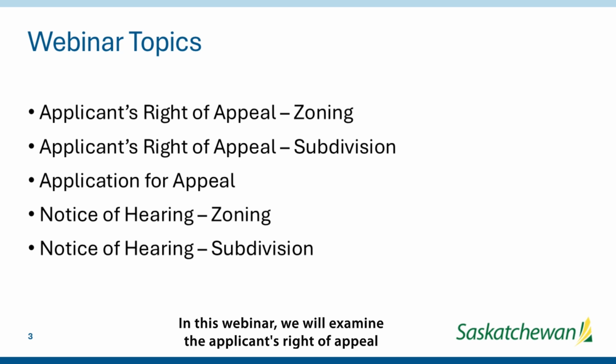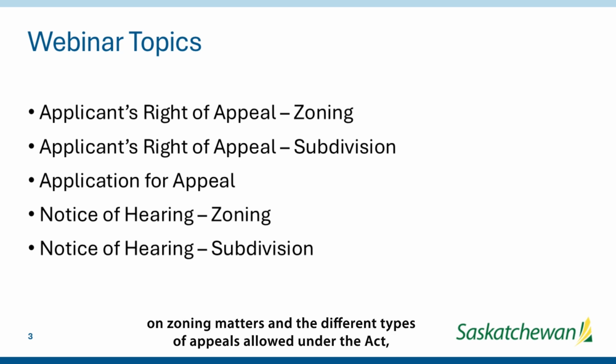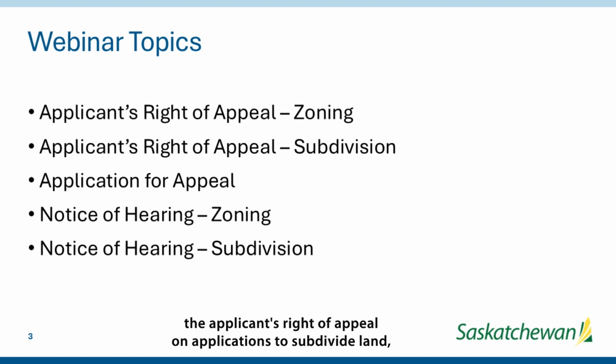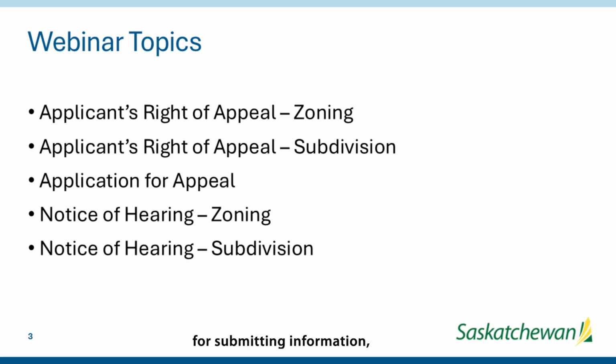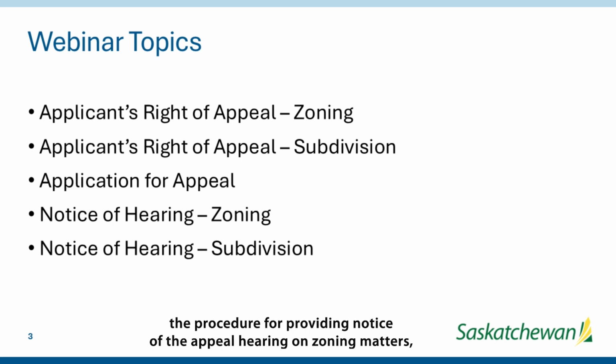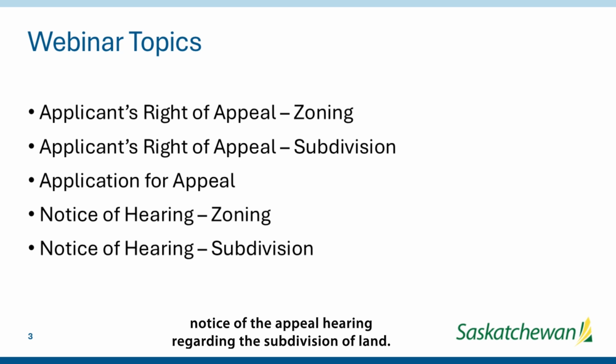In this webinar, we will examine the applicant's right of appeal on zoning matters and the different types of appeals allowed under the Act, the applicant's right of appeal on applications to subdivide land, the contents of an application for appeal and the timelines for submitting information, the procedure for providing notice of the appeal hearing on zoning matters, and the procedure for providing notice of the appeal hearing regarding the subdivision of land.